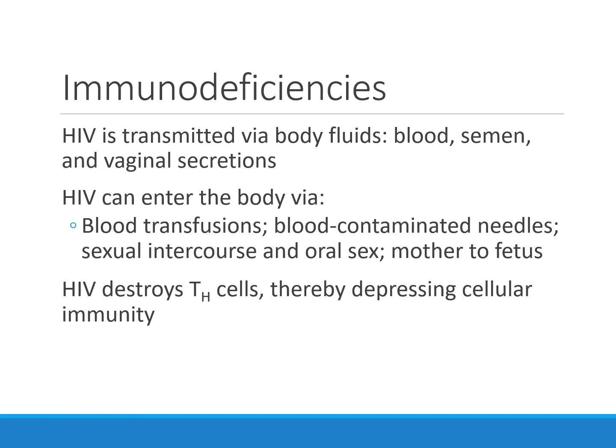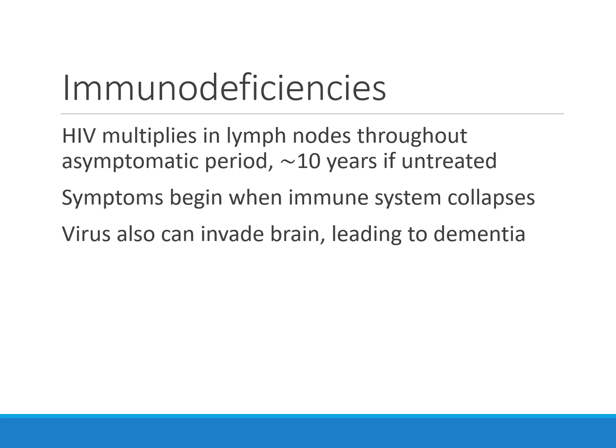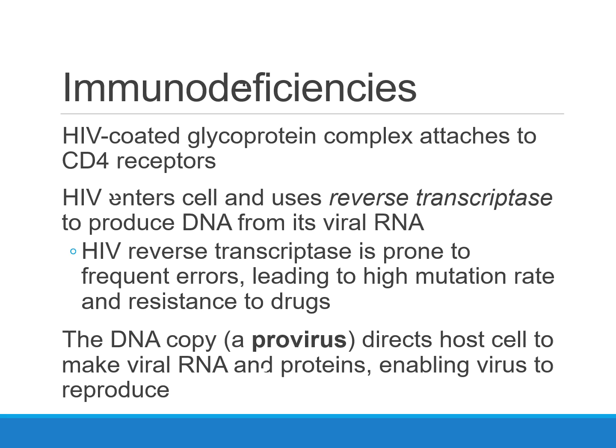HIV is transmitted via body fluids: blood, semen, and vaginal secretions. It can enter the body through blood transfusions, contaminated needles, sexual intercourse, oral sex, and it can be passed from mother to fetus. And HIV again destroys the helper T cells, which means that you basically knock out most of your immune system. HIV multiplies in the lymph nodes throughout the asymptomatic period, which can be 10, even 15 years if untreated. During that time, you have no idea that you are infected unless you have had an HIV test. The symptoms begin when the immune system collapses. The virus can ultimately invade the brain, which leads to dementia.